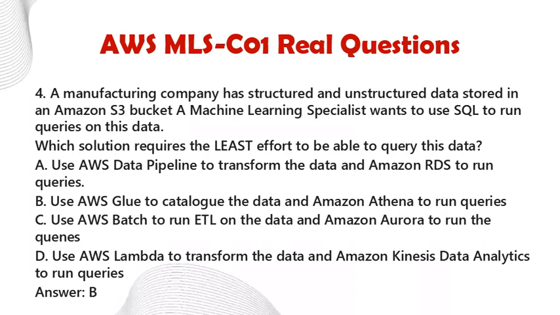C. Use AWS Batch to run ETL on the data and Amazon Aurora to run the queries. D. Use AWS Lambda to transform the data and Amazon Kinesis Data Analytics to run queries. Answer: B.